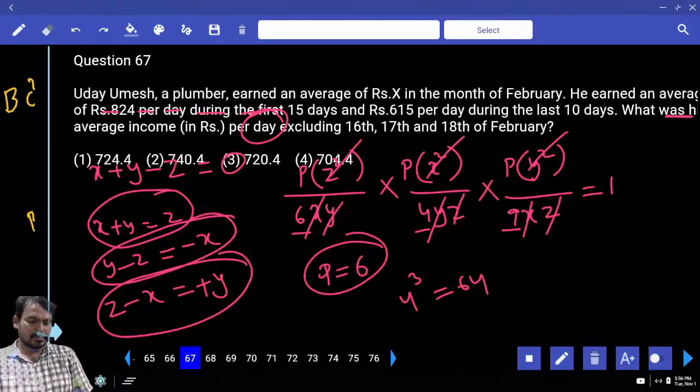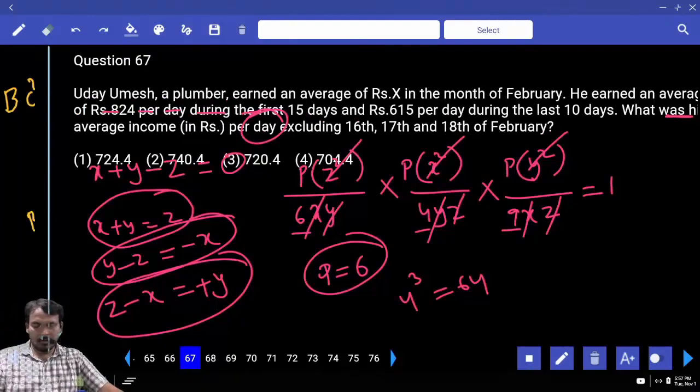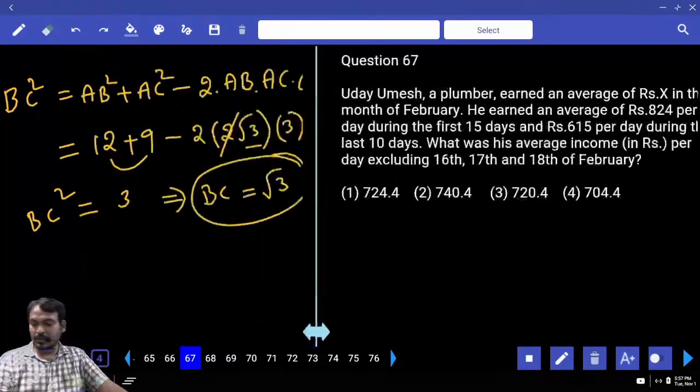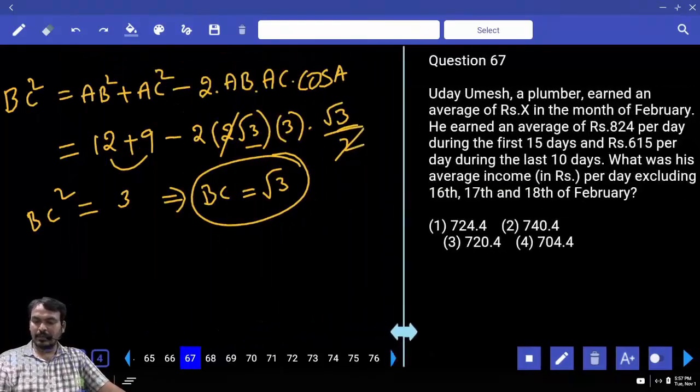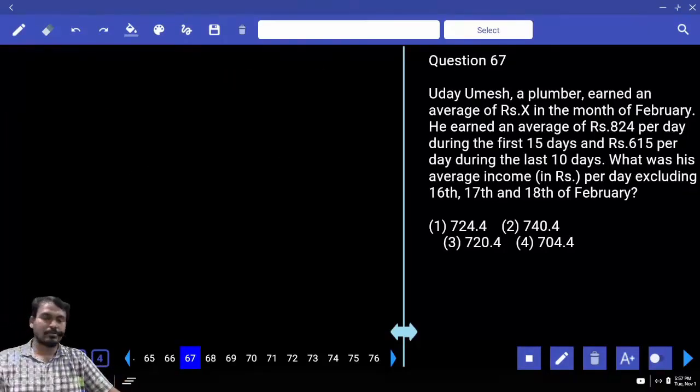Next question number 67. Uday, a plumber, earned an average of X rupees in the month of February. He earned an average of 824 rupees per day during the first 15 days, and 615 per day during the last 10 days. What was the average income per day excluding the 16th, 17th and 18th of February? Okay.